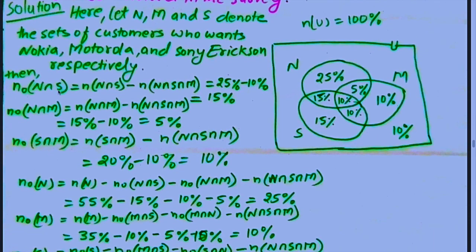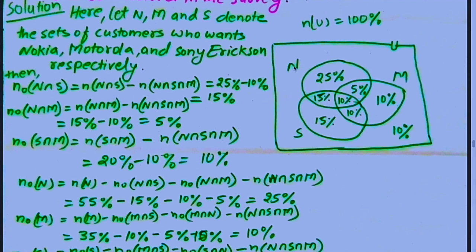Solution. Let N, M and S denote the sets of customers who want Nokia, Motorola and Sony Ericsson respectively. Then n(N ∩ S only) equals n(N ∩ S) minus n(N ∩ S ∩ M), which is 25 minus 10 equal 15. Now n(N ∩ M only) equals n(N ∩ M) minus n(N ∩ S ∩ M), 15 minus 10 equal 5%. And n(S ∩ M only) equals n(S ∩ M) minus n(N ∩ S ∩ M), 20 minus 10 equal 10.